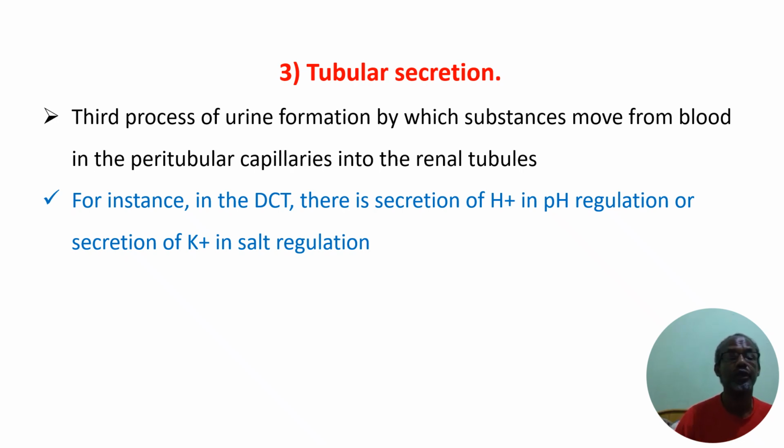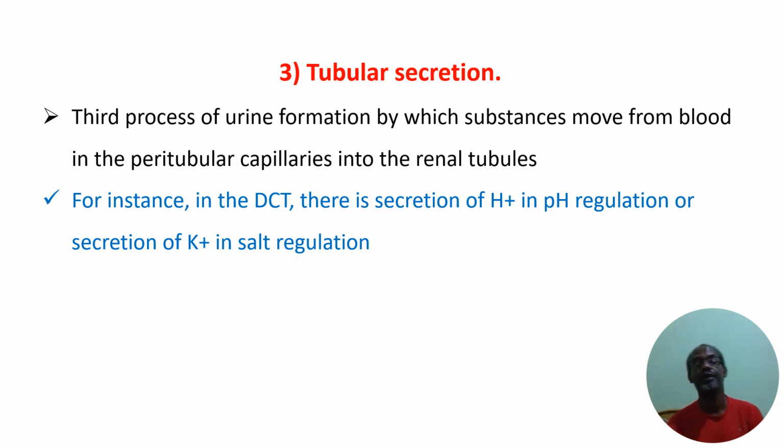You see, all these tubes are surrounded by a capillary network. This is known as tubular secretion. The blood is secreting substances into the tubes. For instance, in the distal convoluted tube, there is secretion of H plus in pH regulation. Now, H plus is coming from where to where? H plus is secreted means it is taken out of the blood in the capillaries and given to what? The distal convoluted tube. This is in order to regulate the pH of blood.